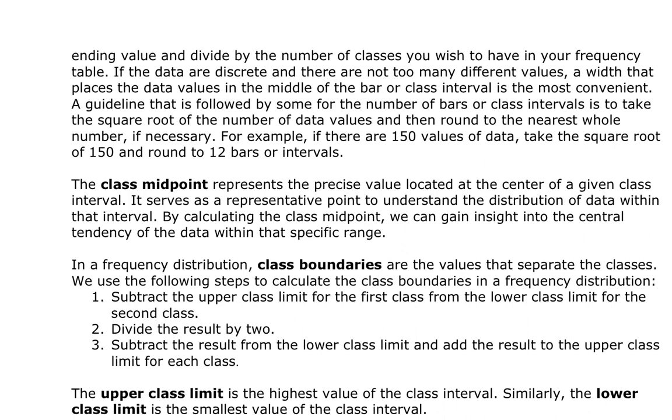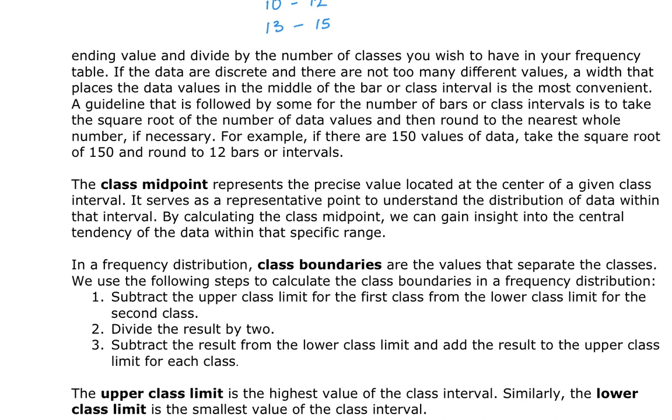So if I say I have a class that goes from 10 to 12, okay, then the upper class limit would be 12, and the lower class limit of the second class, so say my second class goes from 13 to 15, then I would take the upper class limit from the first class, which is 12, and subtract it from the lower class limit of the second class, which is 13, and then divide by 2.